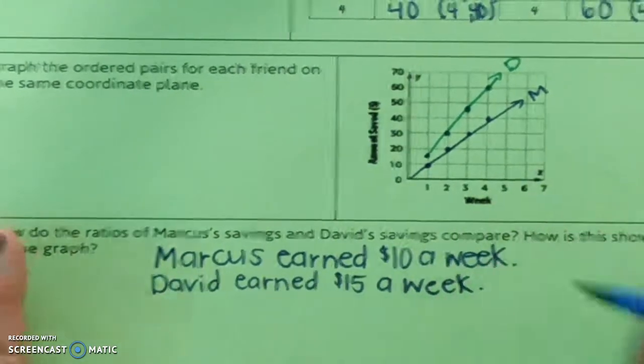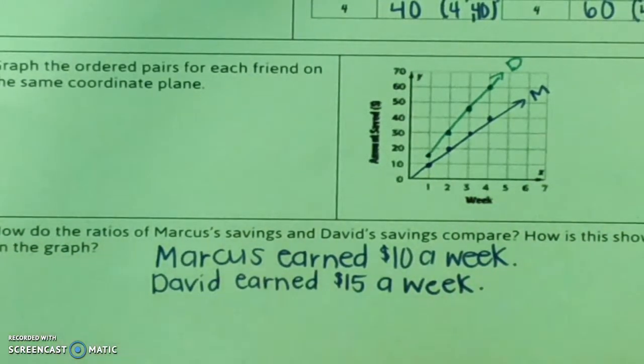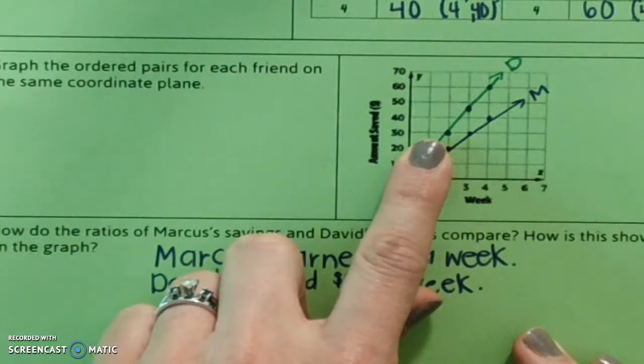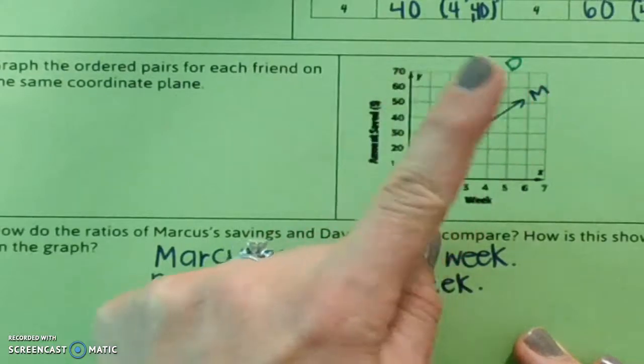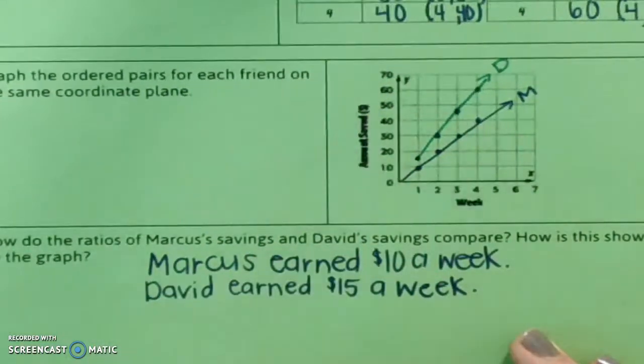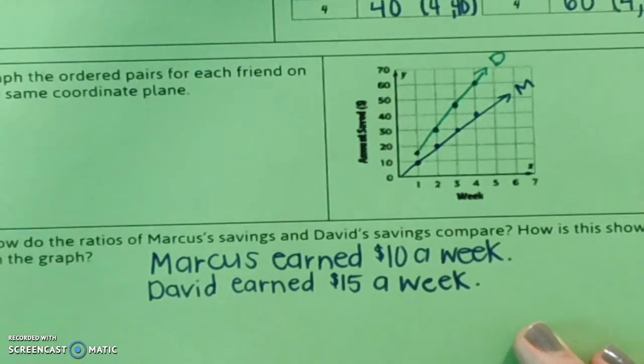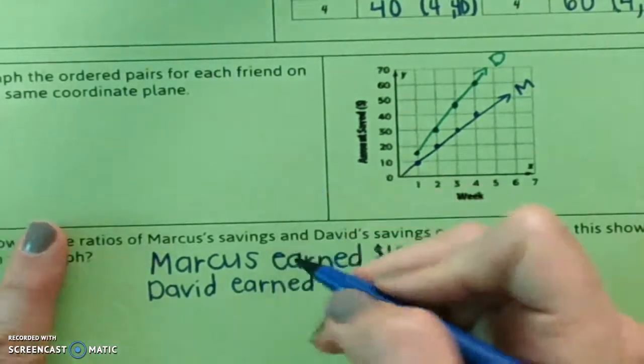So we say how much Marcus earned, how much David earned, and then we're going to say who had the steeper line. Which one? David. How do you know it's steeper? Because David earned $15 a week, and if you look up there, in week 4, he earned $60. So it's more vertical, right? So you can earn $15 a week. So David has a steeper line.